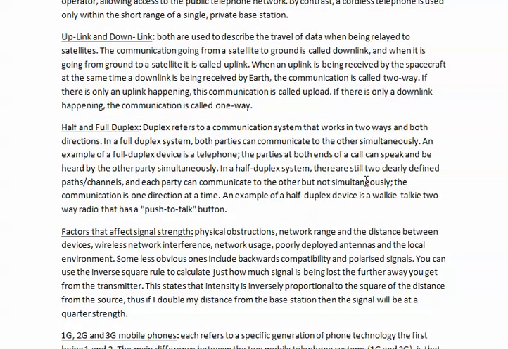Half and full duplex. A duplex is a communication system that works 2 ways, in both directions. Not just 2 going one way, but one going forward, one going backwards. Full duplex is exactly that: you can communicate simultaneously. It's a telephone. Both can speak and hear completely whilst it's happening. In a half duplex, you get your 2 clearly defined paths and channels, and you communicate to each other, but you can't do it simultaneously, like those walkie-talkies you had when you were a little kid.